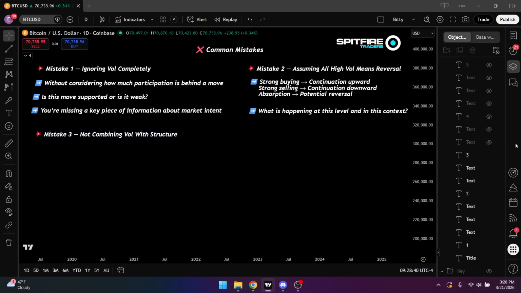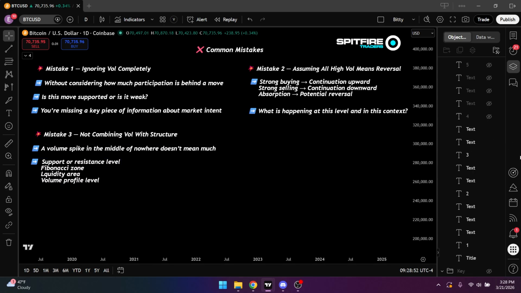Mistake number 3. Volume should never be used in isolation. Looking at volume without structure is like having half the picture. For example, a volume spike in the middle of nowhere doesn't mean much. But a volume spike at a key support or resistance level, a Fibonacci zone, a liquidity area, or a volume profile level becomes much more meaningful. Structure tells you where to look. Volume tells you what's happening there.